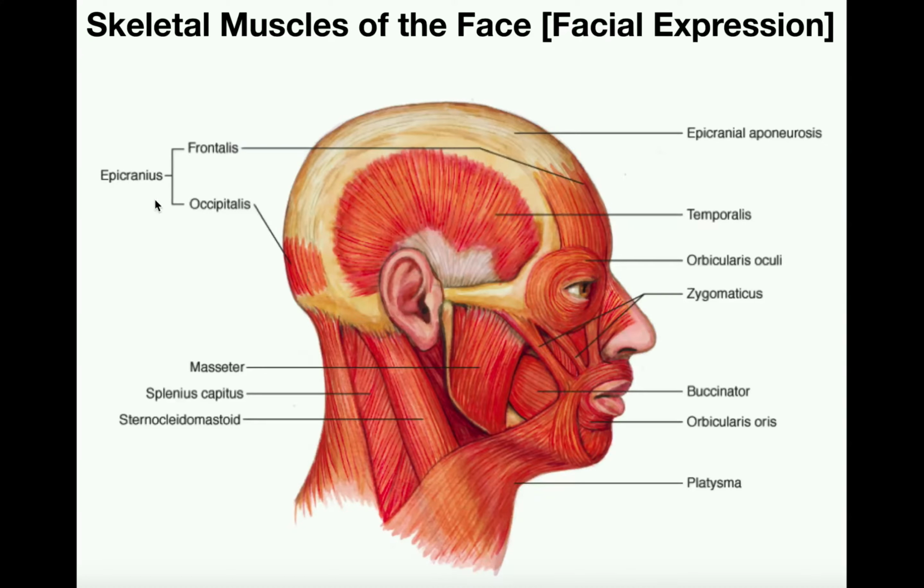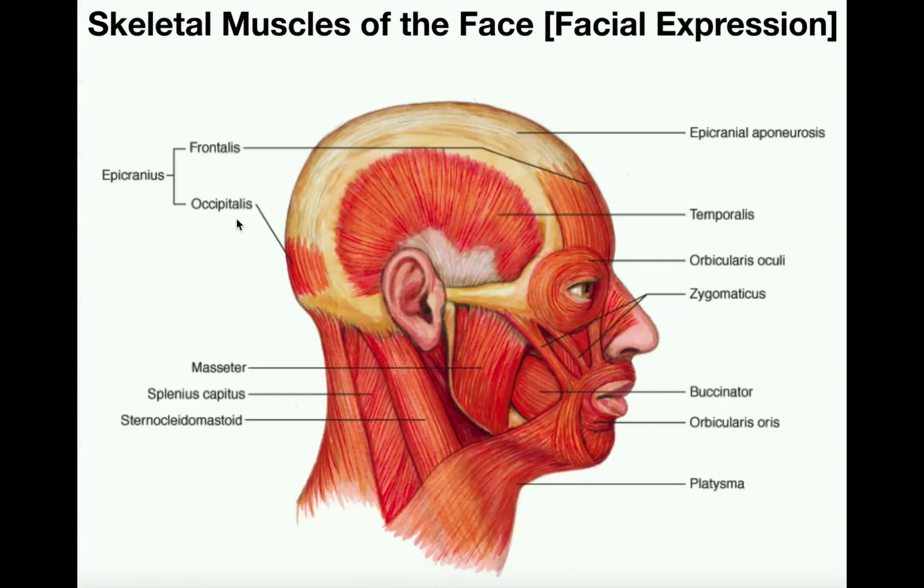But overall, what the epicranius does, as a whole, is it just moves the scalp in the backward direction. Okay, moves the scalp in the backward direction. And so what that ultimately does is raise the eyebrows up and crinkles the forehead. Okay? Let's now discuss the muscles of mastication.